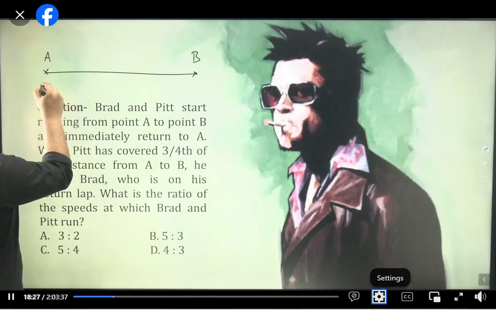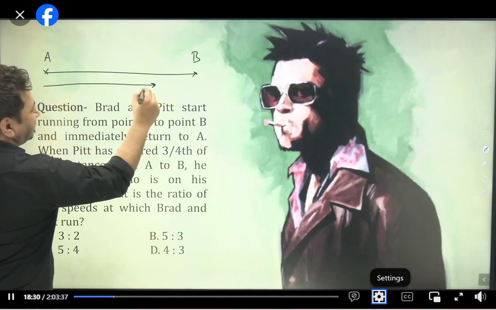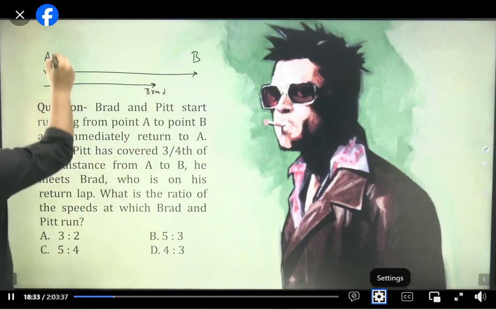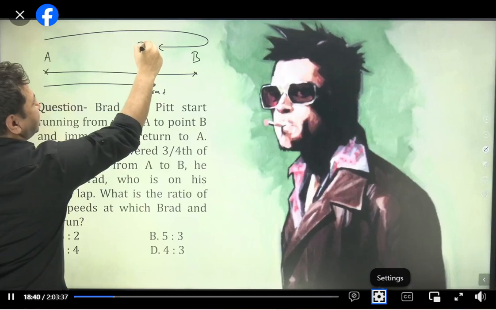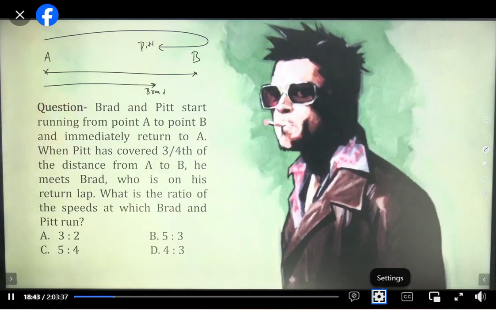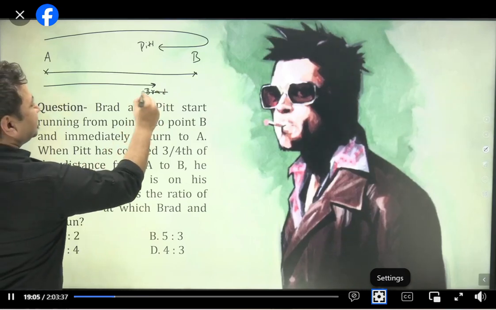So what happened? Brad moved from A to this point. Let us say Brad was here. And Pitt, he moved to B and also returned. And they met at this point. So let's say Pitt was here. Right? Alright. So, I'll do it the other way around. Pitt, this is Pitt. And that one is Brad.